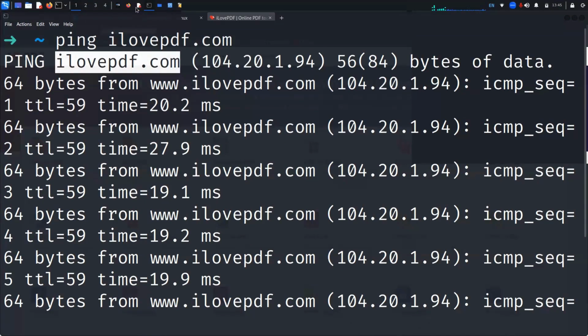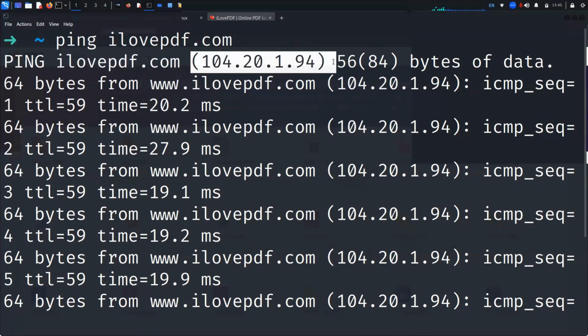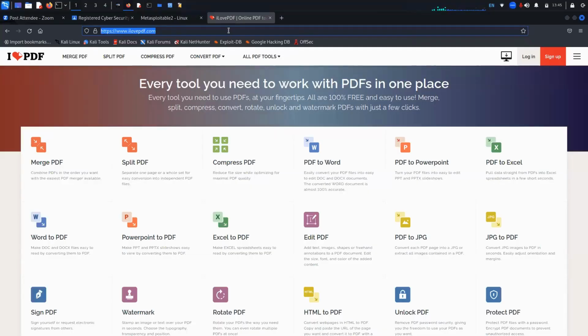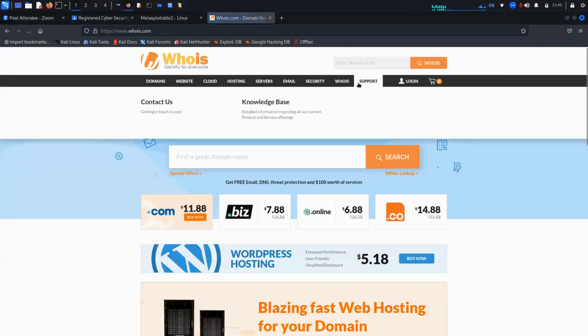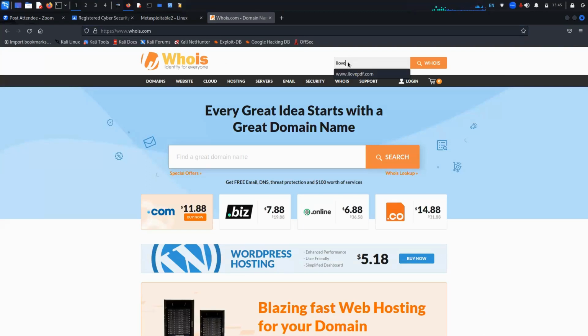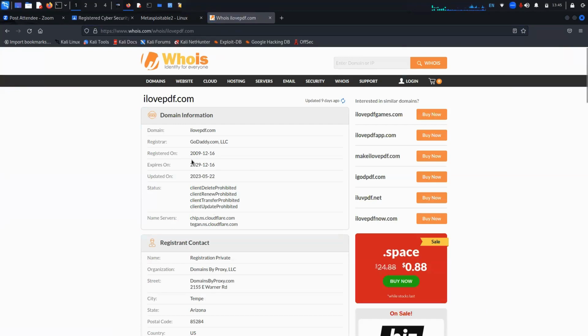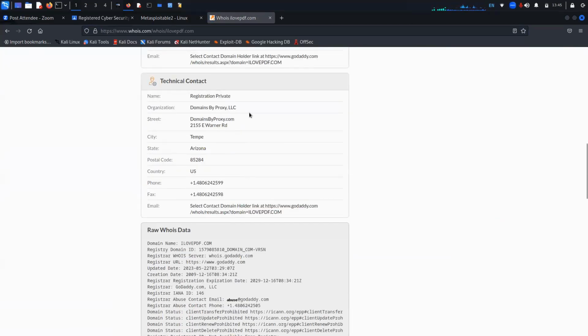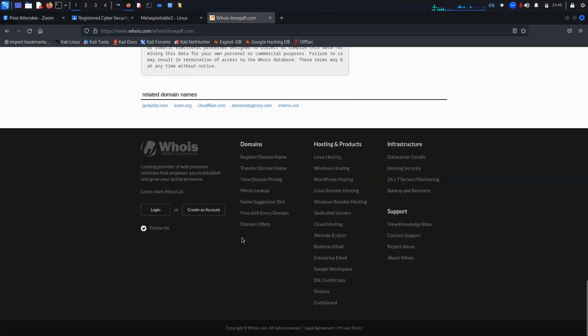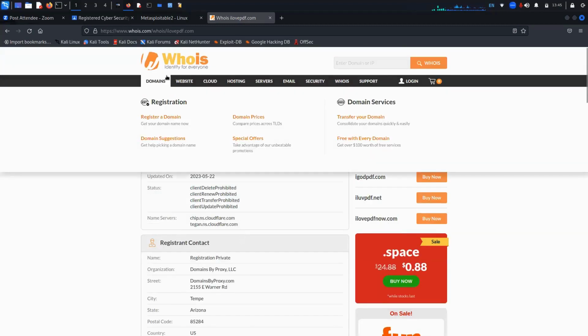If you would require extra information about this IP address, you can simply go to your browser, type in whois, go to whois.com, enter your domain here, and you'll get the rest of the information. It's hosted by GoDaddy. It has these name servers. This is the registered contact, administrative contact, technical contact, and so on, right? So you get an idea about how easy this is.